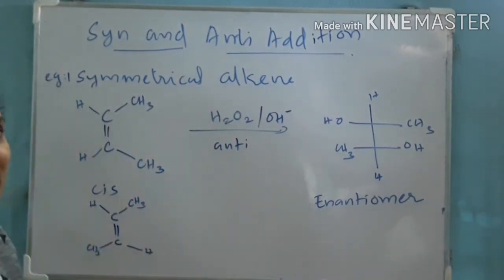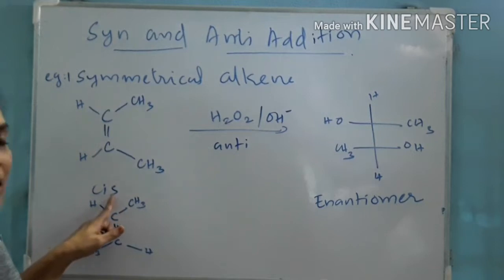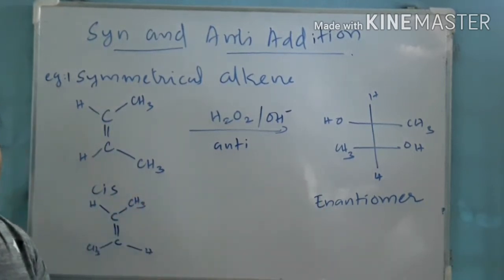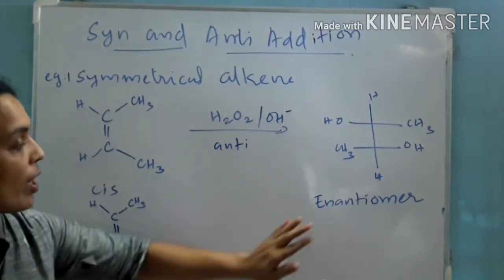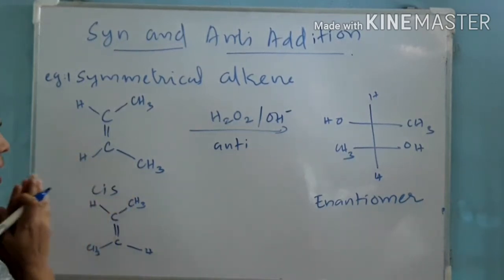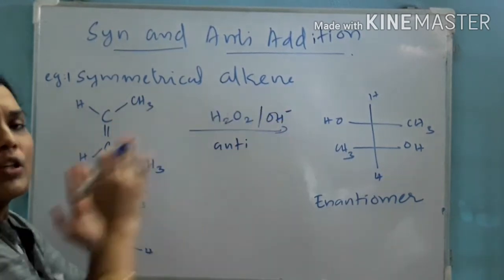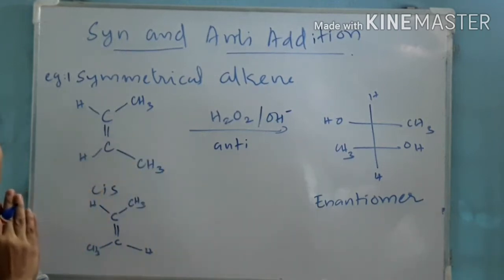Enantiomer. So what is our observation? Cis isomer with anti-addition, the product is enantiomer. So in any symmetrical compound, you just turn that cis isomer to trans isomer and draw that projection formula. Then directly add the substituent and all that.